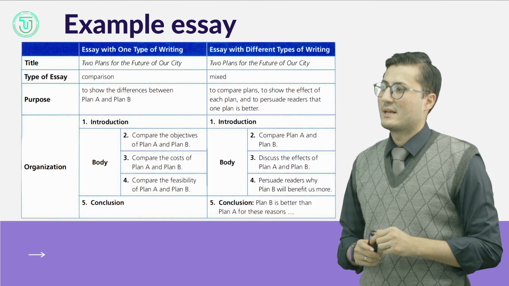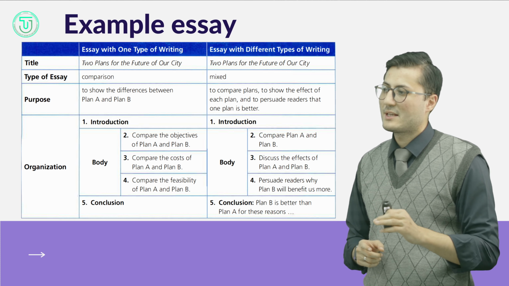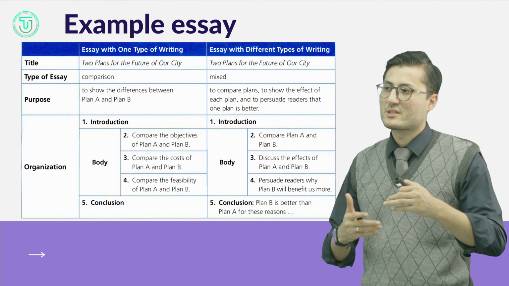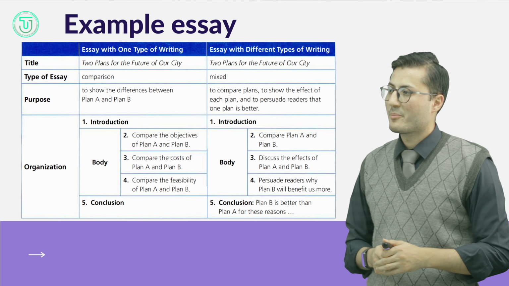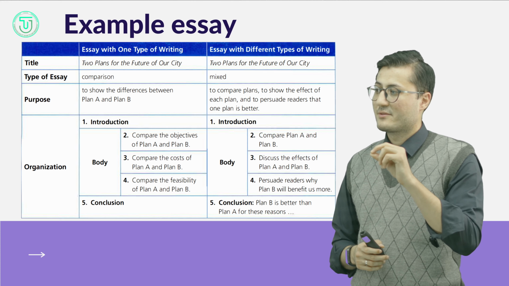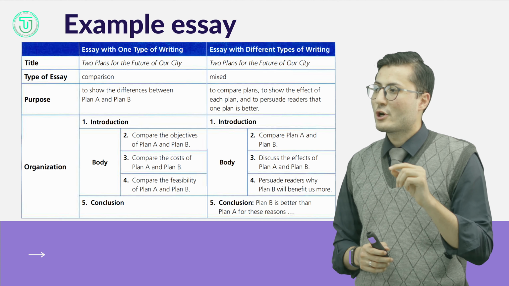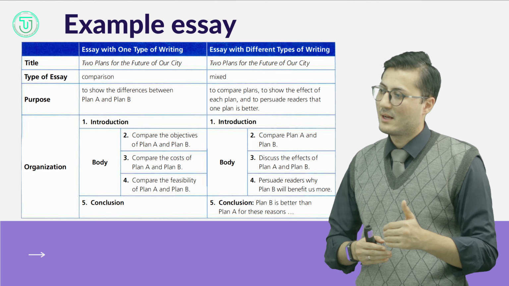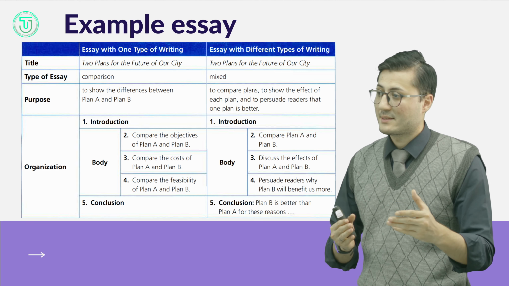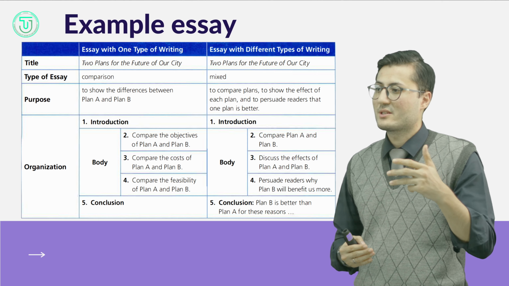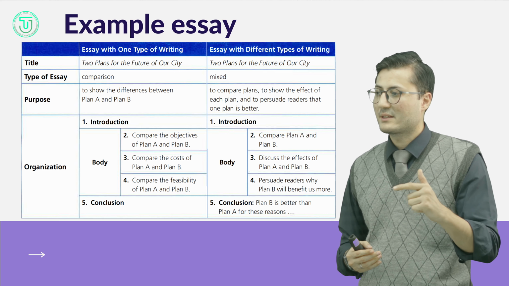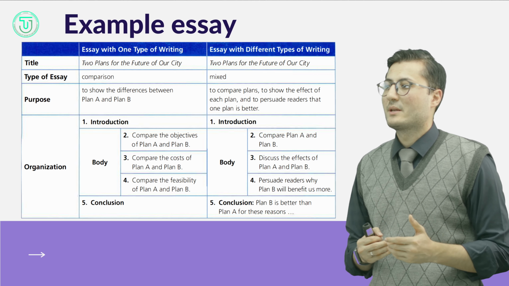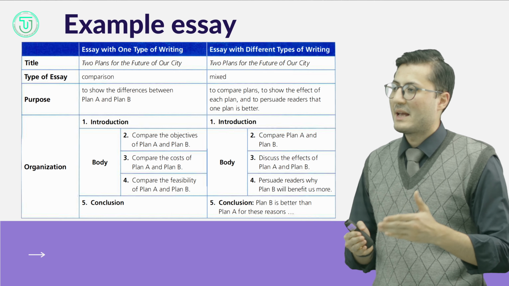And now let's take a look at a different type of essay, which is the mixed one, right? I already told you that mixed types of essay you can see outside of the classroom. To compare plans, here you can see the objectives, the purpose, right? To compare plans, to show the effect of each plan, and to persuade readers that one plan is better than another one. So take a look. Like other types of essay, it shares a similar structure: introduction, body paragraphs, and conclusion. So in this second paragraph, as you can see, the author is comparing plan A and plan B.